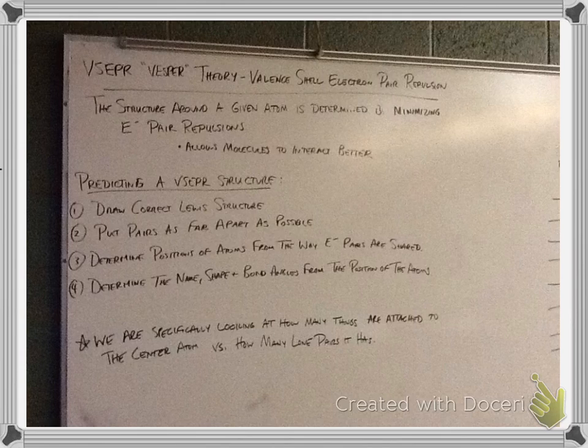Now, we're specifically looking at how many things are attached to the center atom and how many lone pairs there are, not how many bonds it makes. So what you have to understand is a double bond or a triple bond to something still only counts as one thing attached. We don't count the number of bonds, we count how many things are attached. Okay? All right, so the first example we're going to look at is H2.